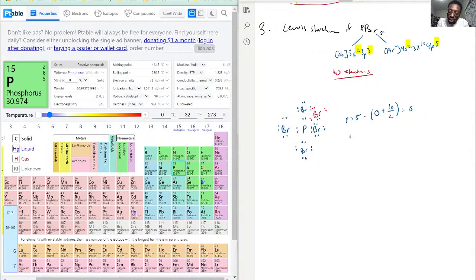And then on the bromines, okay, we have 7 valence electrons, but it has now 6 electrons by itself. That'll be 2 over 2. So that's 7 minus 7. That also equals 0. Okay. So that being said, we got our formal charges. We're all good to go. So theoretically, this right here should be the Lewis structure for PBr5.